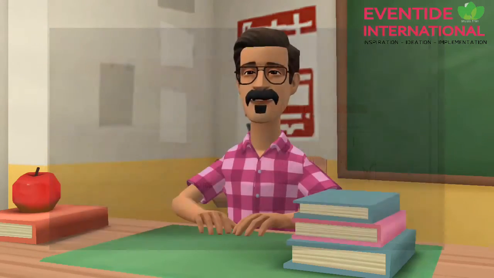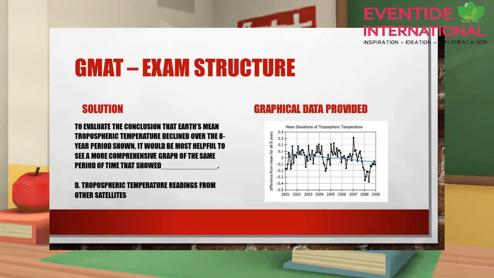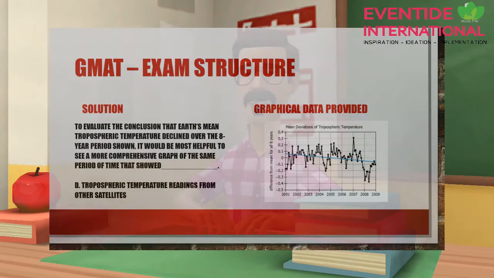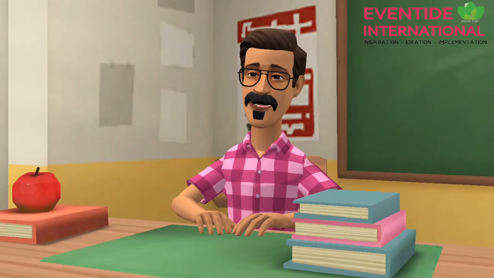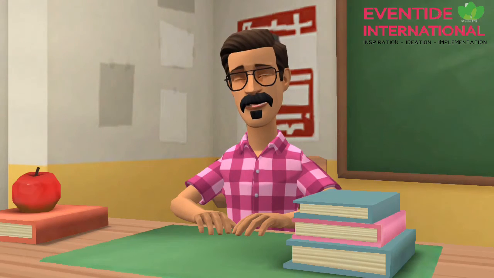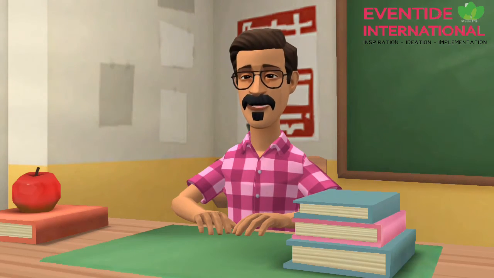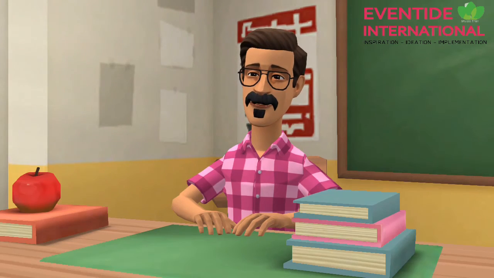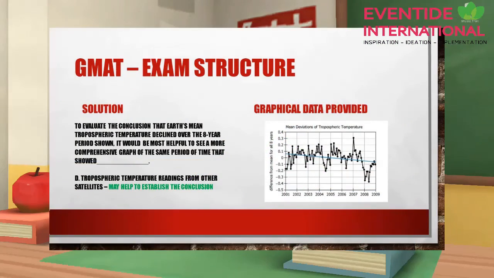The final option states that having tropospheric temperature readings from other satellites will help in our study of temperature variation. Indeed, temperature data from other satellites will help us to compare the data from the satellite with the data from other satellites. If the mean temperature has declined, then results from other satellites will show a similar pattern. This is our correct option, and we will move forward with option D.